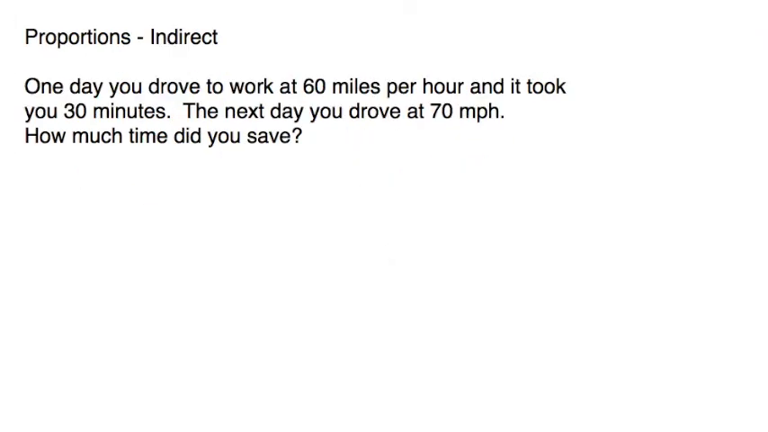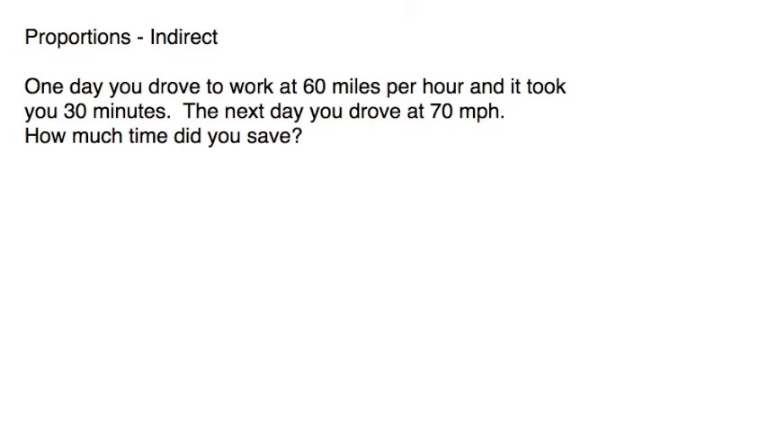Another type of proportion is the weird one, which is indirect. Before, with the direct proportion, as one measurement got larger, so did the other. With an indirect or inverse proportion, as one measurement gets larger, the other one gets smaller. So for instance, one day you drove to work at 60 miles per hour and it took you 30 minutes. The next day you drove to work at 70 miles per hour. Now, if you go faster, the amount of time it takes you should go down. So that's what is meant by indirect or inverse proportion.